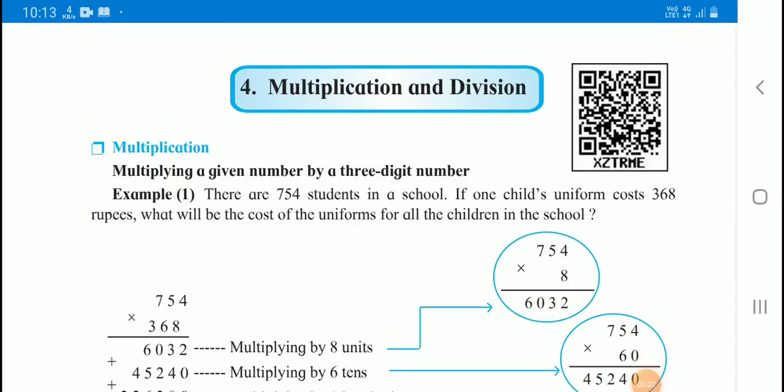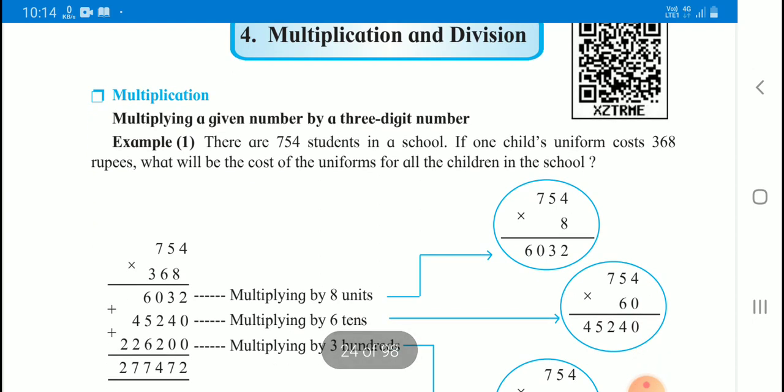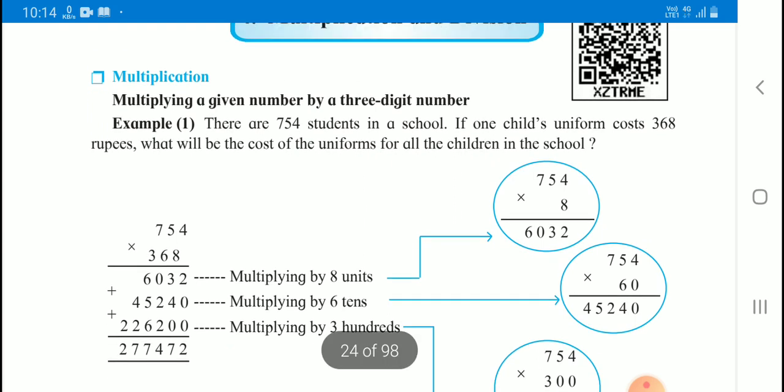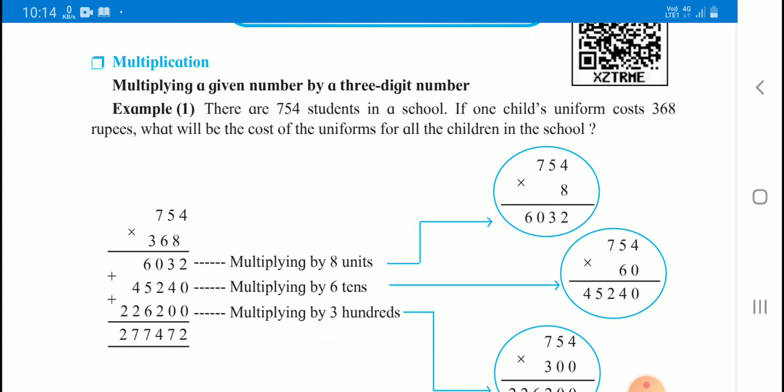Hello students. Today we'll see four topics from your book, that is multiplication and division. Now in your book they have given multiplying a given number by a 3-digit number. For multiplication, at least you should know the multiplication table from 2 to 10. Okay. Now we'll see the first example given in your book.